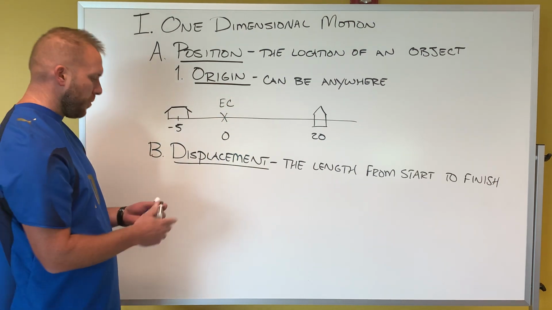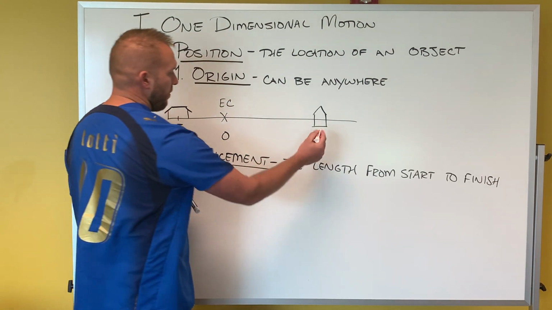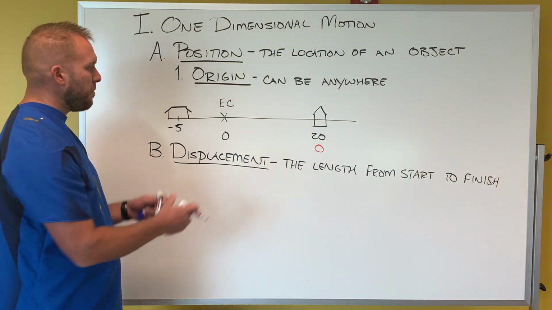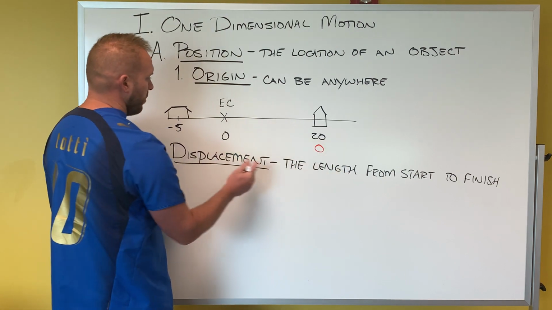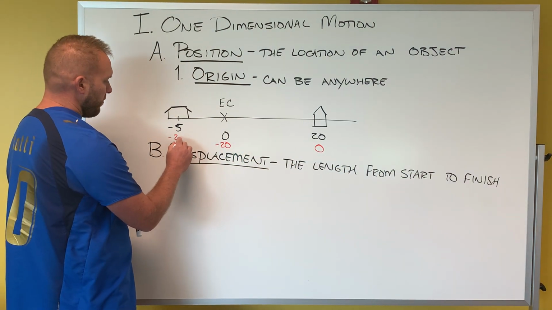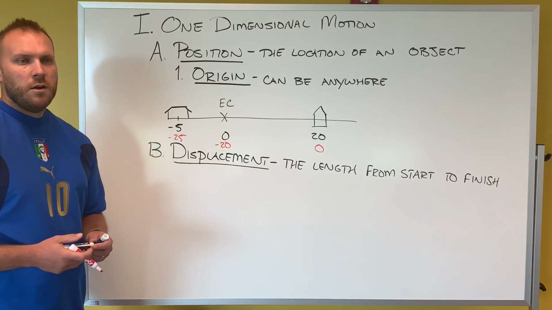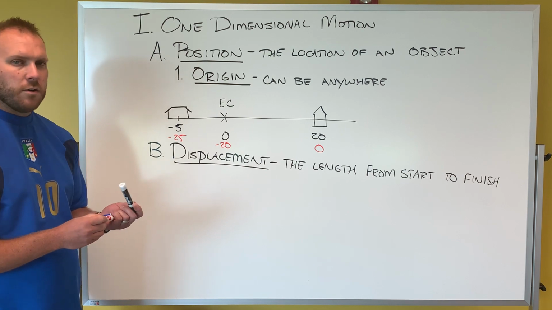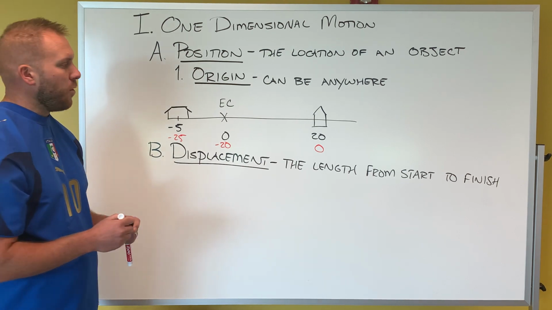And again, my origin could be anywhere. I could choose my origin. If I wanted, my origin could be here, right? And then my positions would be based off of this origin, or my position here would be -20. My position here would be -25, okay? The length between them doesn't change. It's just their position changes based on the position that I chose as my origin.